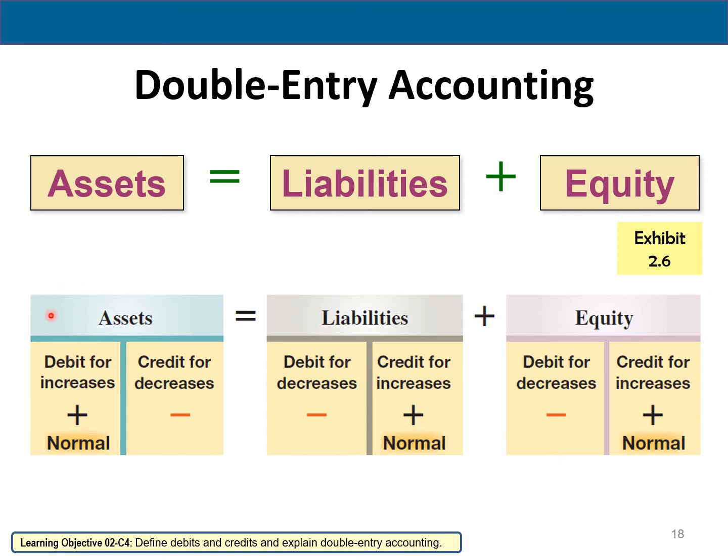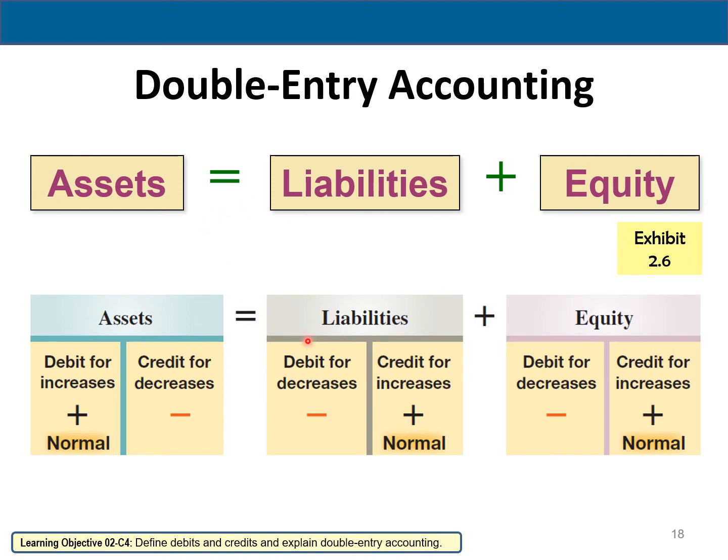So for assets, in order to increase asset accounts, we're going to debit. And in order to decrease asset accounts, we're going to credit. And then if you flip to the other side of the accounting equation, the opposite would be true. So to increase liabilities or to increase equity, we're going to credit, and we'll debit to decrease those.